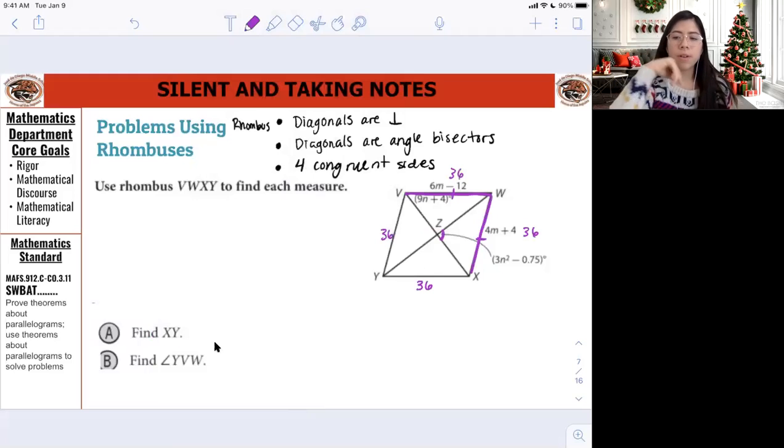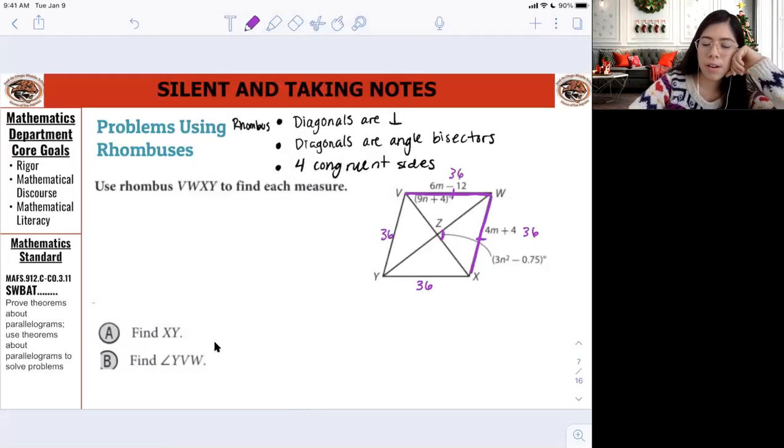Can you equal the two angle equations together? No, I can't, because what type of angle is the one in the middle? That's 90 degrees, right? This is a 90-degree angle. We know that because the diagonals are parallel. We know that, right? So they're not equal to each other. Is there anything else though?